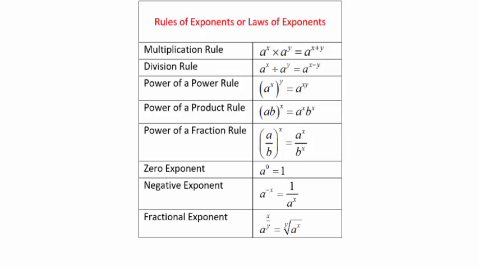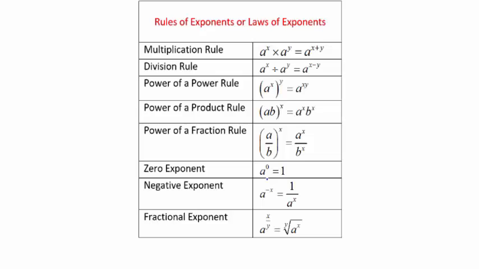Now let's discuss some rules of exponents, or laws of exponents. a raised to x into a raised to y is equal to a raised to x plus y, whereas a raised to x divided by a raised to y is equal to a raised to x minus y. a raised to x, the whole raised to y, is equal to a raised to xy. ab raised to x is equal to a raised to x into b raised to x, whereas a by b, the whole raised to x, is equal to a raised to x upon b raised to x.